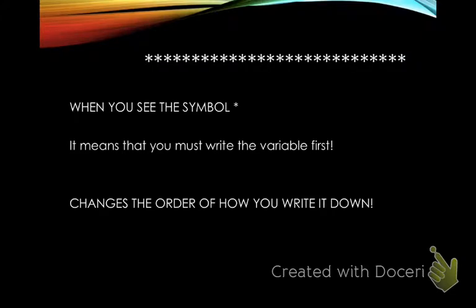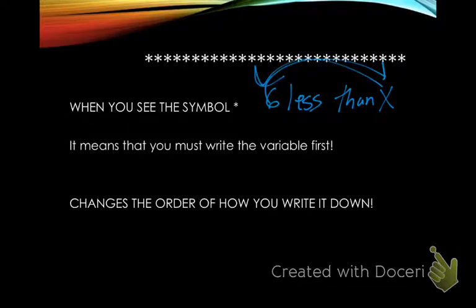All right, so the star. That star that we just talked about. When you see the star symbol in your notes, it means that you actually have to write the variable first. So what happens is it changes the order of how you write things down. So for example, you saw in there maybe 6 less than x. Well, what happens is the star makes the variable and the number flip sides because you're taking 6 from x. So because of that, the x has to come first. So it's going to be x, less than means subtract, and 6. And this is how you would write it.